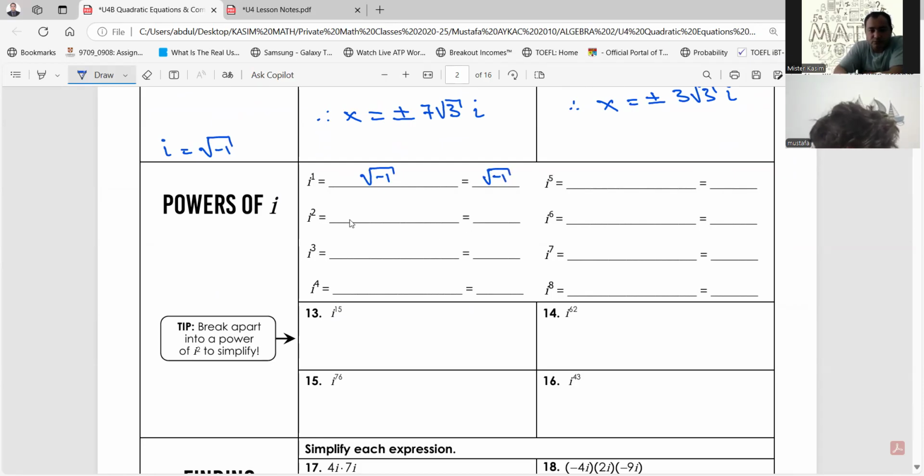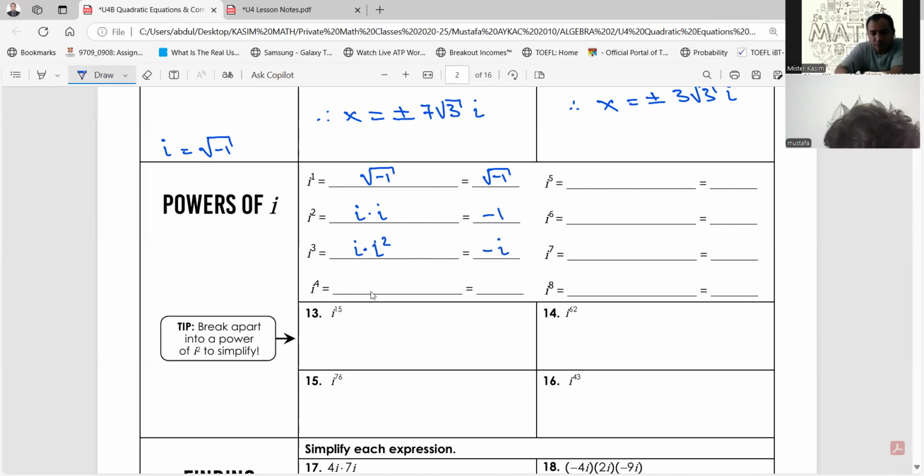And how about i squared? It is i times i, right? What is it? It's equal to the square root of negative 1 times the square root of negative 1, which is negative 1. My bad. But now i cubed, I can write it as i times i squared, right? And then now we can just calculate the i squared. That's equal to negative 1. So it should be minus i.